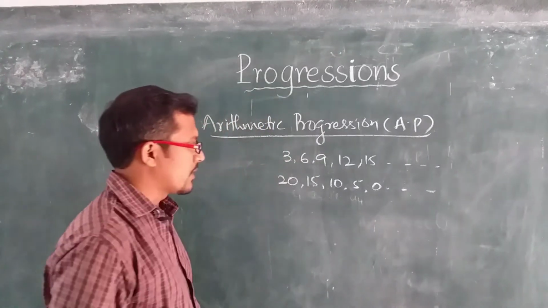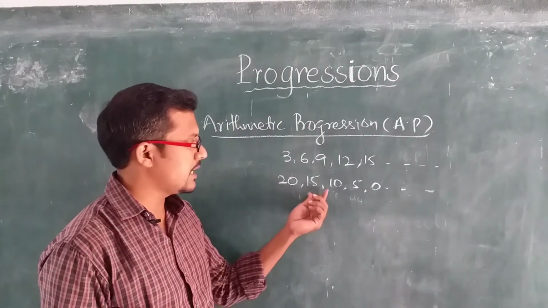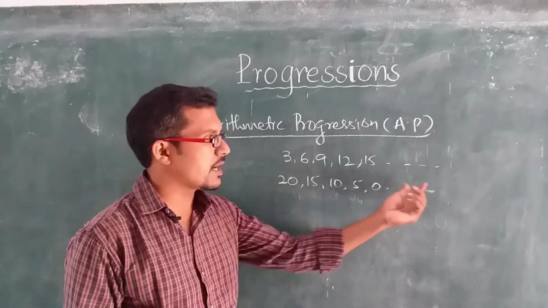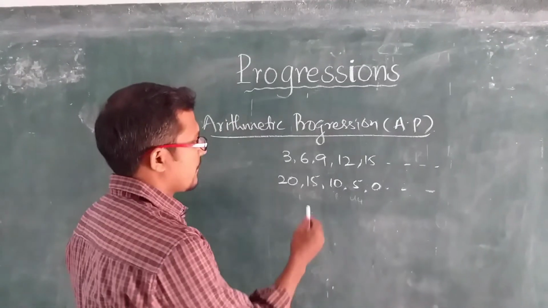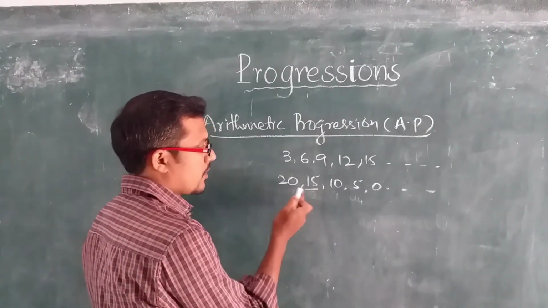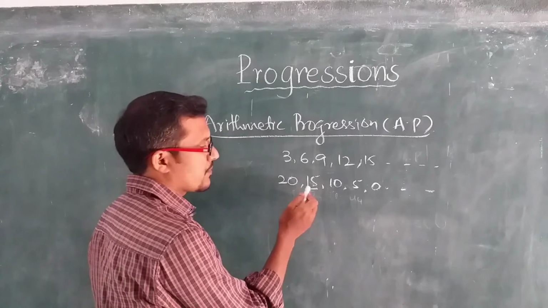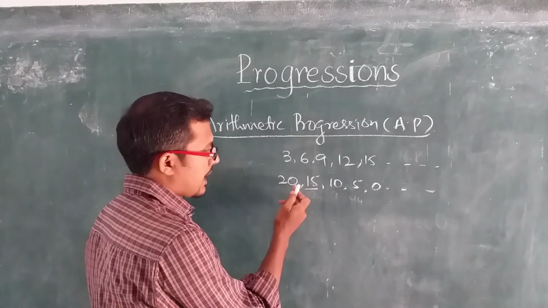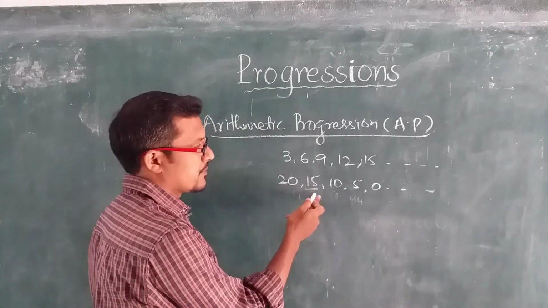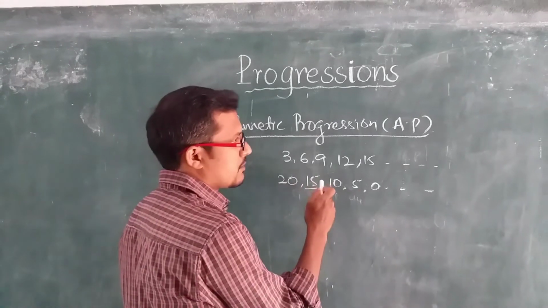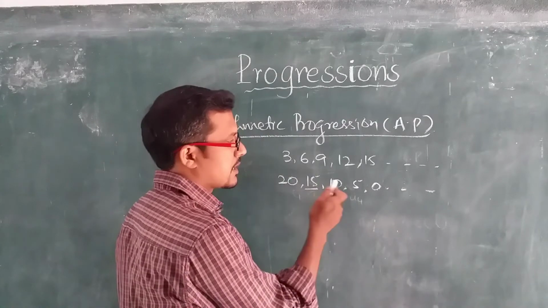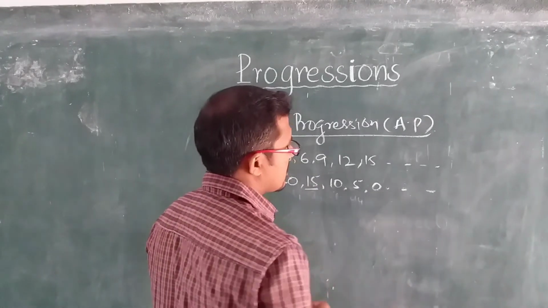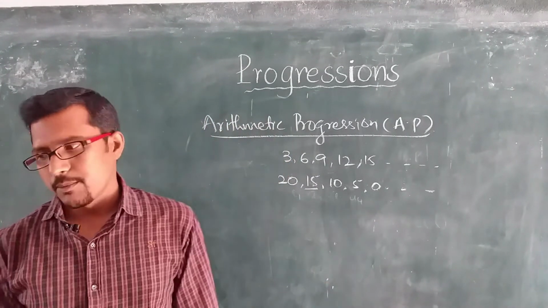So this is also one more example: 20, 15, 10, 5, 0 and so on. Here the number we are adding is minus 5, or we are subtracting 5. If we add minus 5 to 20, we get 15, and again if we add minus 5 to 15, we get 10. So this is also called an arithmetic progression.